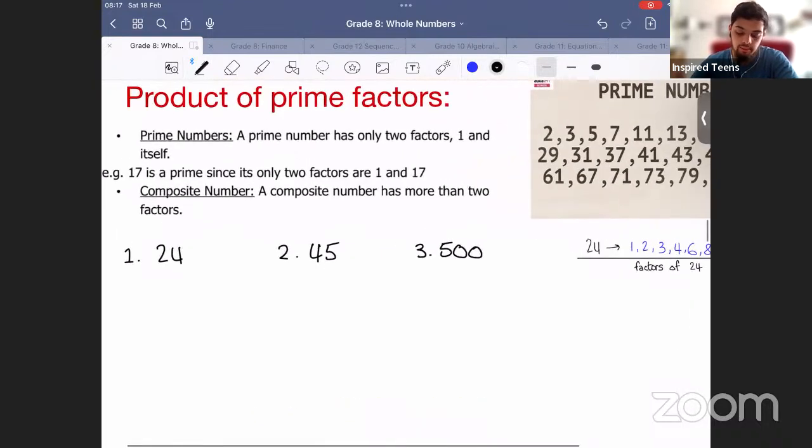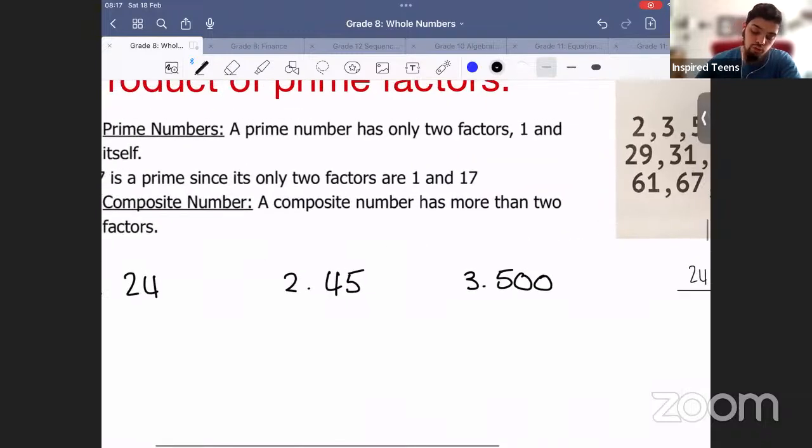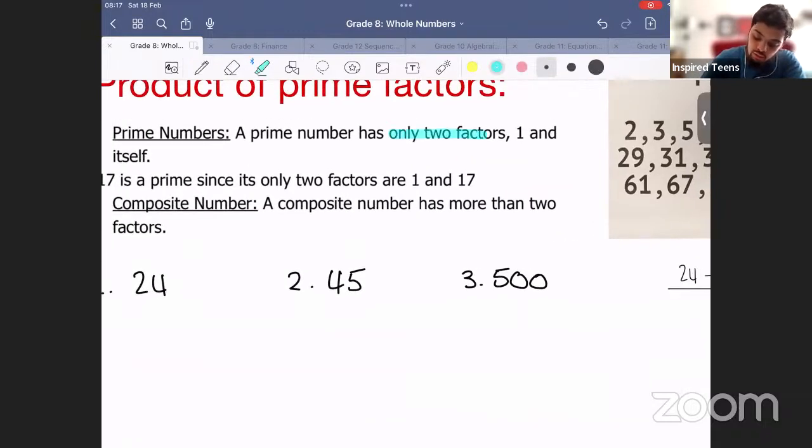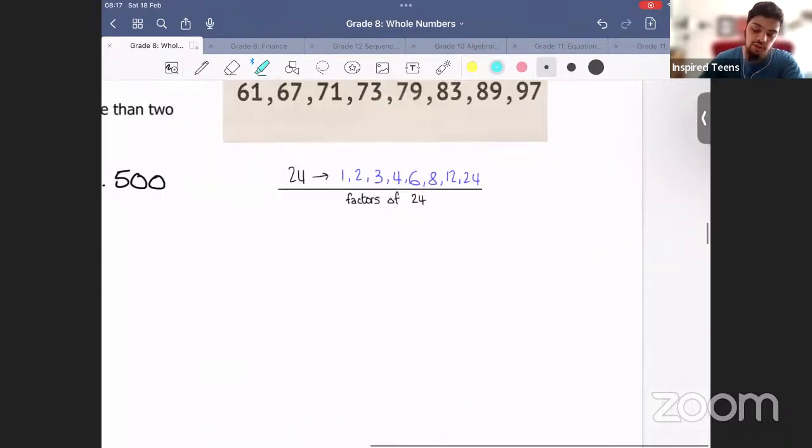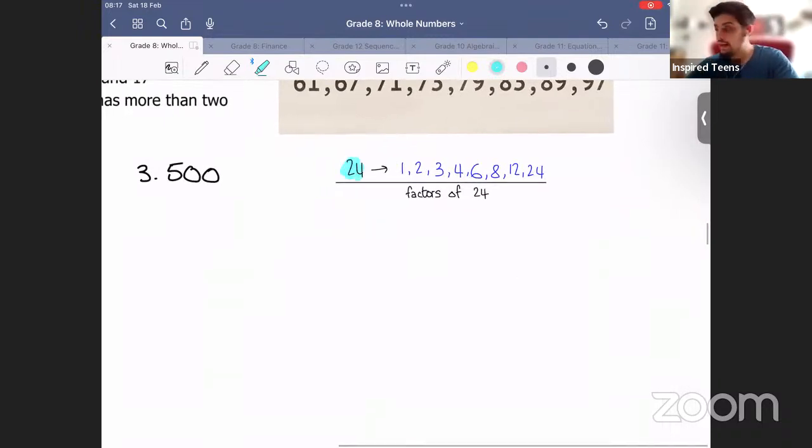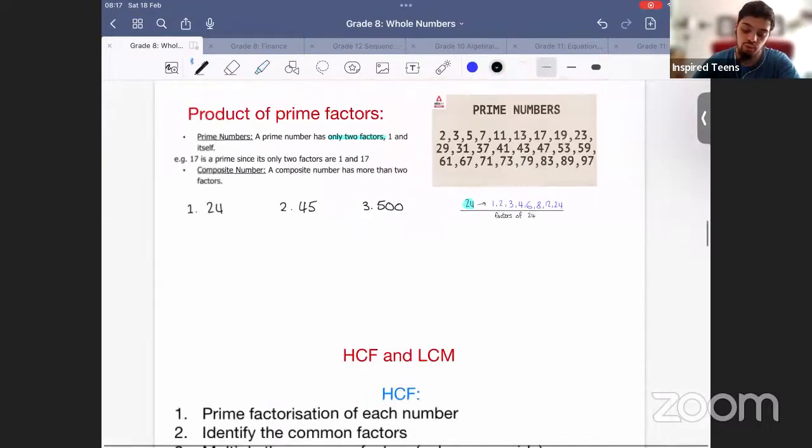So a prime number is a specific number where it only has two factors. It has only two factors, one and itself. So for example, if we look at 24, we cannot call 24 a prime number. Why? Because 24 has 8 factors. It's not 2, right? A prime number only has 2.